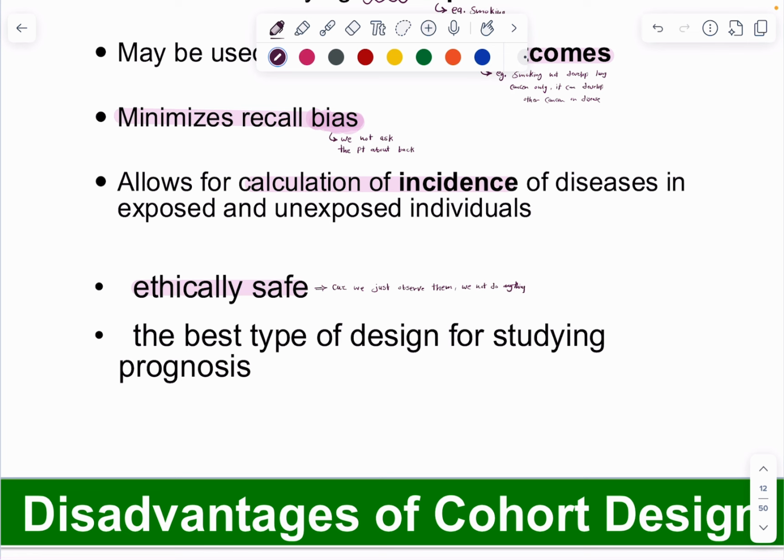So on the basis of this design, the cohort study, you can study the prognosis, because here you have followed them, like the example I gave of the smokers. Maybe I will not just follow them till they develop the lung cancer. Maybe I will follow them till the outcome occurs, any outcome, till some of them were cured or died or recovered, whatever.